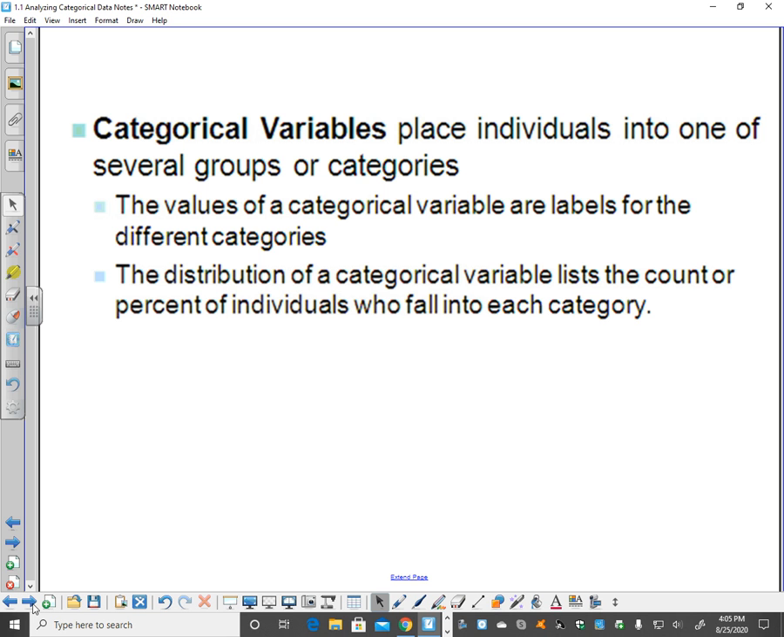And notice when I use the car example, the cars would be the individual. So the distribution of a categorical variable lists the count or the percent of the individuals who fall into each category.